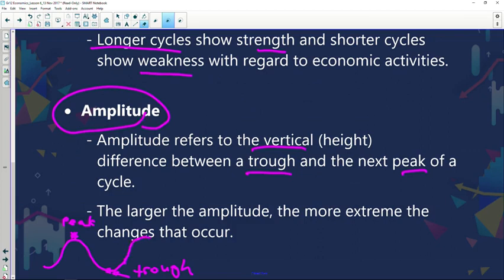So for us to reach our next peak, we will have this distance so that we can be back there again. So the larger the amplitude, the more extreme changes that occur. If we've got a larger amplitude, then we know that there will be extreme changes that will occur in that particular cycle because of how large the amplitude is. So just know the terminology and also be able to give an example in your responses as well.